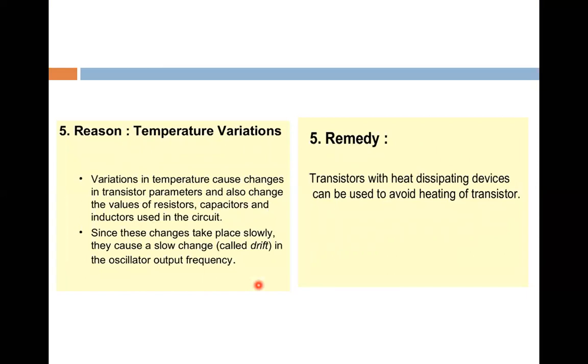Temperature variations. If you have variations in temperature, they cause changes in transistor parameters and also change the value of resistors, capacitors and inductors used in the circuit. Since these changes take place slowly, they cause a slow change called drift in the oscillator output frequency. So for that, transistors with heat dissipating devices can be used to avoid heating of the transistor.